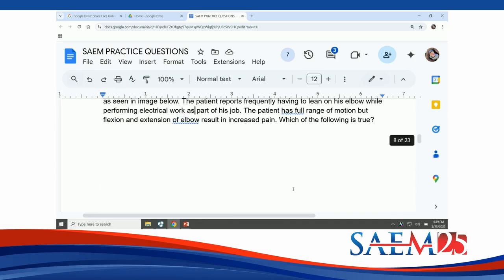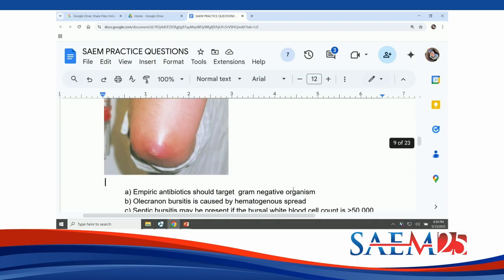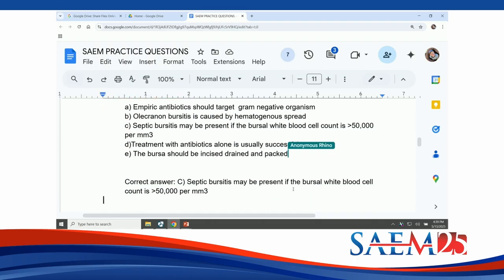Oh, these are the ones that I didn't get into. Yeah, this next one was a septic bursitis. I was like, I don't know, is that a thing? I feel like that's a resident level thing. All right, so not septic bursitis. We'll skip that one.